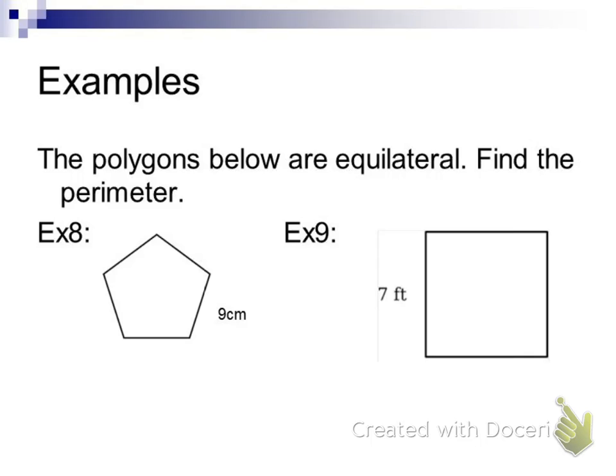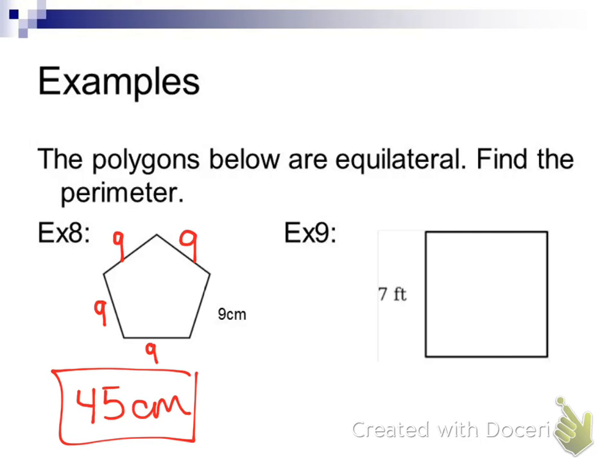So in number 8, what are all the side lengths? They're all 9, so you can label them all 9 if you'd like. You have 2 options. You can do 9 plus 9 plus 9 plus 9 plus 9. What's another way to do that? Multiply 9 by 5, because there's 5 nines. Either way, what do you get for the perimeter? 45 centimeters. Good.